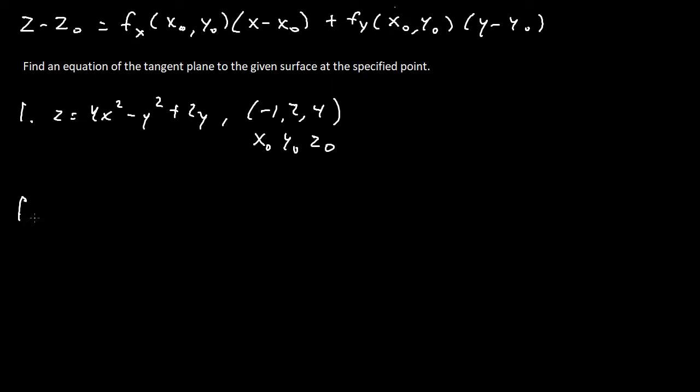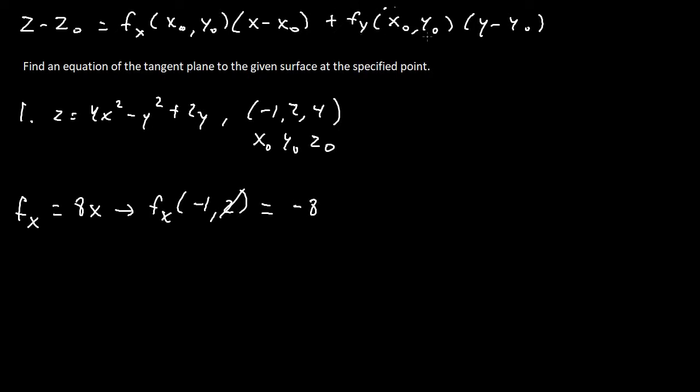So f sub x, or the partial derivative of the function with respect to x, in this case we're going to take the derivative but treat x as the variable and everything else as a constant. So derivative of 4x squared is 8x, derivative of negative y squared is 0, and the derivative of 2y is also 0. So we get 8x, and now let's evaluate it at x0 comma y0. So in this case, negative 1, 2. There is no y variable, so we don't have to substitute in 2. We just have to substitute negative 1 in for x. So negative 1 times 8 is negative 8.